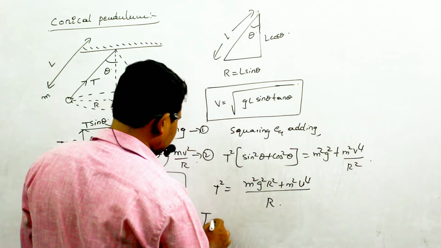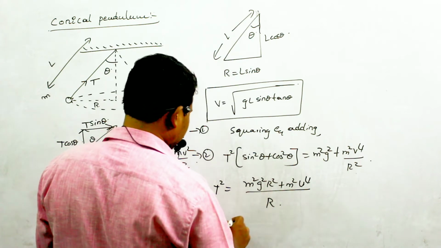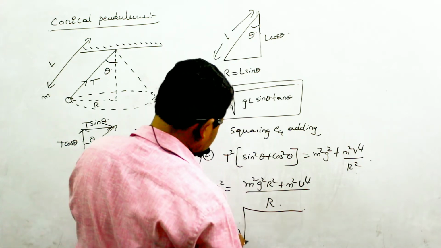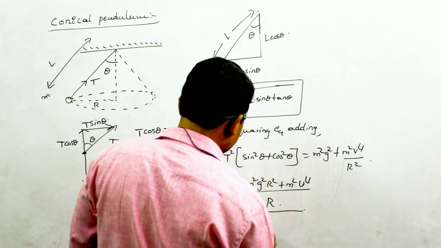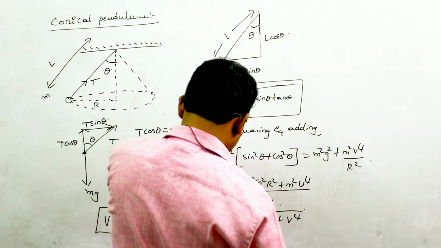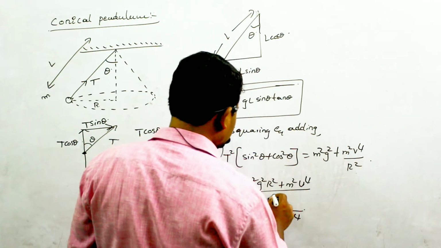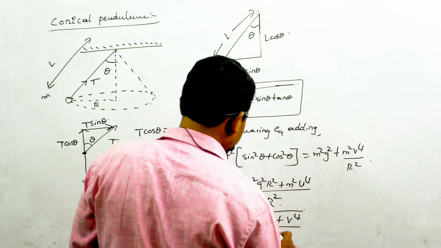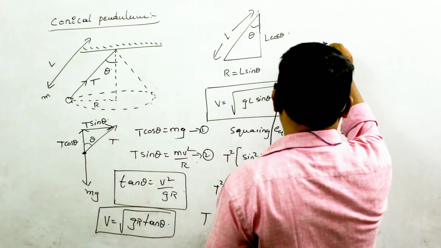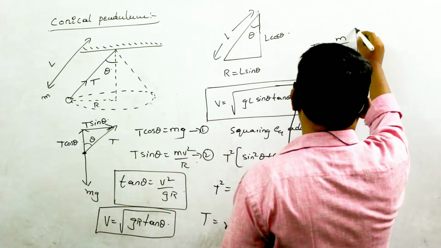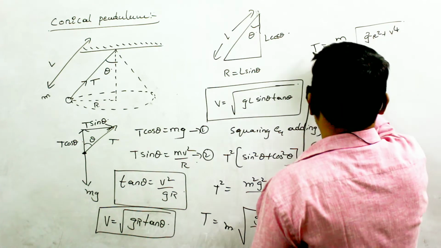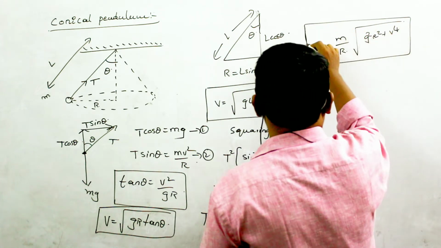So therefore T is equal to the square root of, and m square is common here. If I take m outside, then it will be m into the square root of g square r square plus v power 4 divided by r square. This is our relation. Now if I take r also common, then I can write T is equal to m by r into the square root of g square r square plus v power 4. So this is our relation for the tension developed in the string.